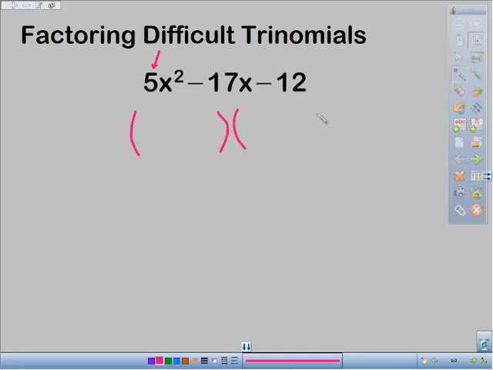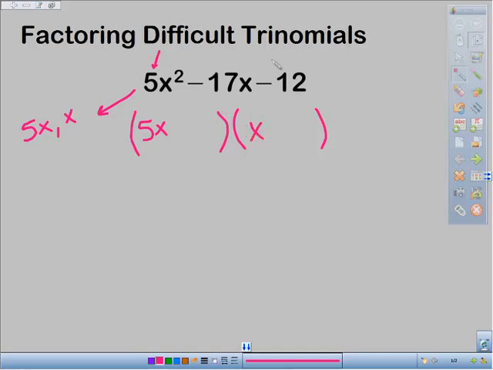We'll set up our sets of parentheses like normal, and your first task is to think about this first term. What multiplies to make this, or what are the factors of it? So the only thing that multiplies to make 5 is 5 and 1, and so we put 5x and x, and those are going to be what we put in the parentheses, like so.